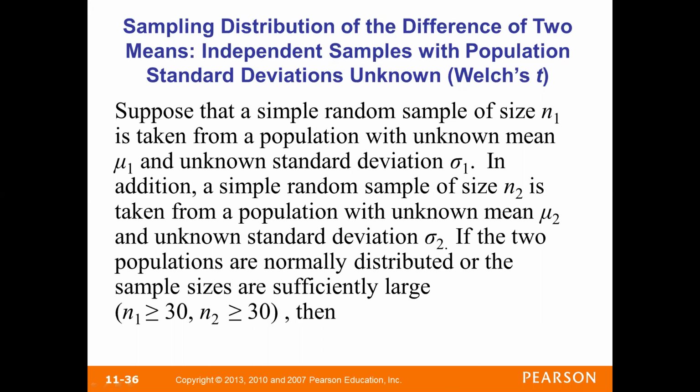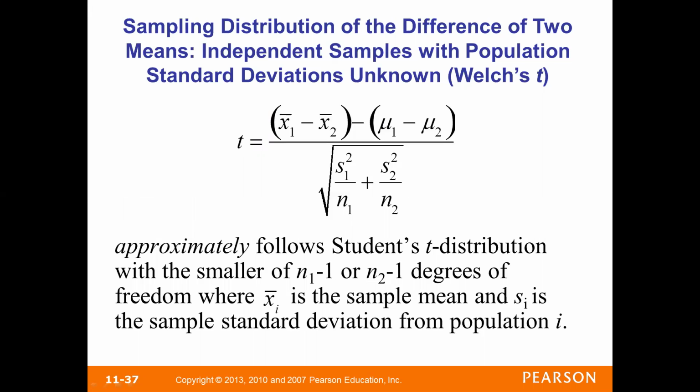If the underlying populations are normally distributed or the sample sizes are sufficiently large, then we come up with a new test statistic: t equals x1 bar minus x2 bar minus (mu1 minus mu2), over the square root of s1 squared over n1 plus s2 squared over n2. It's approximately a student's t-distribution, and the degrees of freedom are the smaller of n1 minus 1 or n2 minus 1.